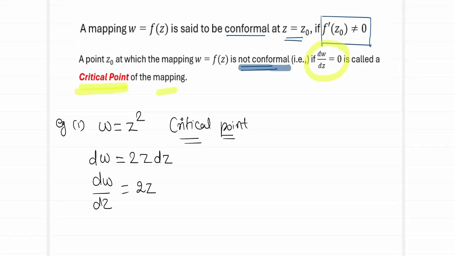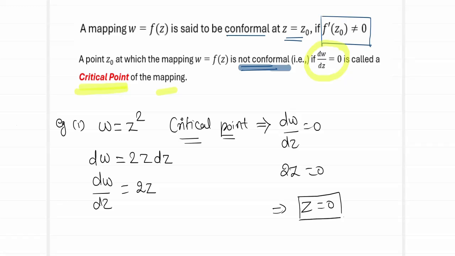How do we estimate the critical point? The critical point is given by dw by dz equal to 0. So now I have 2z equal to 0, which leads me to z equal to 0. So at which point is this transformation not conformal? The point at which w equal to z square is not conformal is at z equal to 0. So the critical point of the transformation w equal to z square is z equal to 0. We will take one more example.